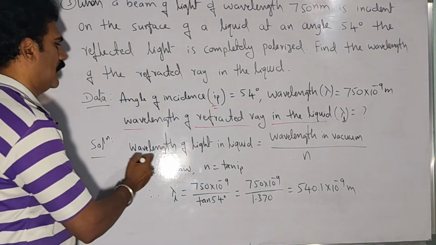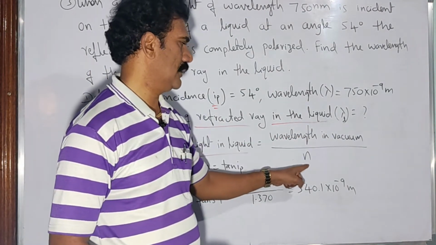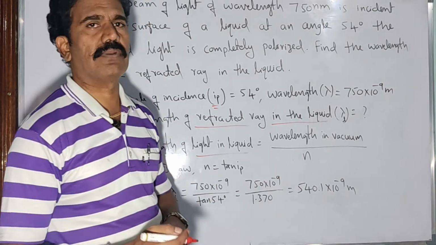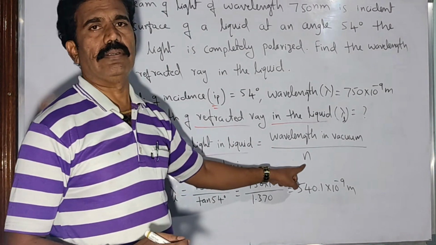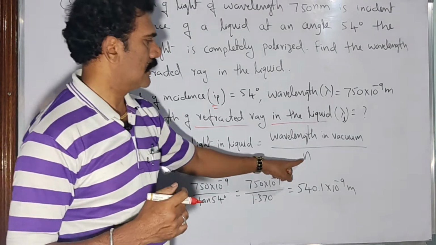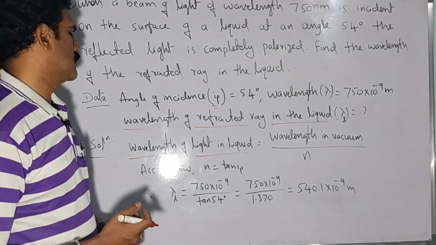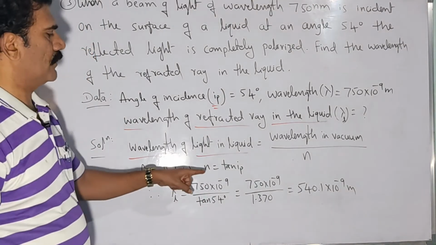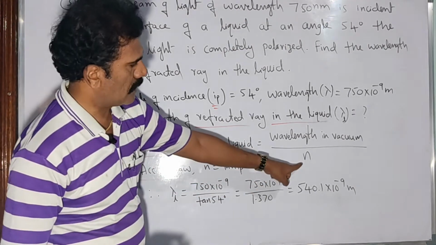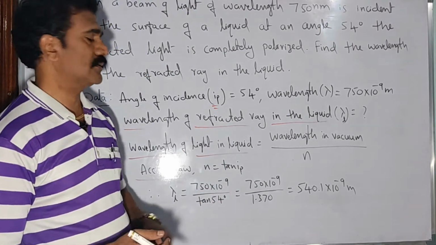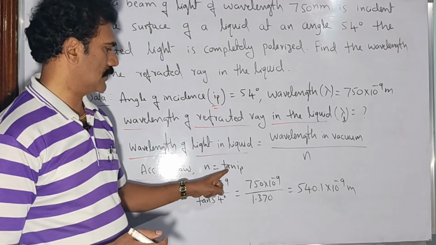The wavelength of the light in the liquid is always related to the wavelength of the light in vacuum by the refractive index n. As per the definition of refractive index, n is equal to the wavelength of light in vacuum divided by the wavelength of light in the liquid. The ratio of those wavelengths is the refractive index of the second medium. By that equation, we can now use Brewster's law also. According to Brewster's law, n is also equal to tan IP, where IP is the polarizing angle. Now we can substitute the value of n as tan IP, because we don't know the refractive index n. That is why, in place of n, we substitute tan IP.